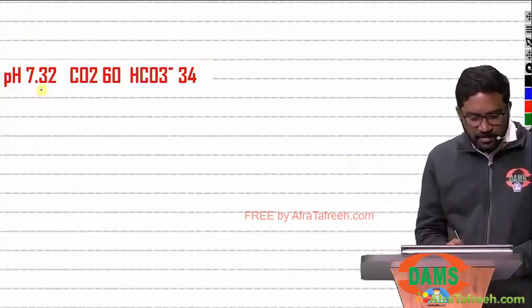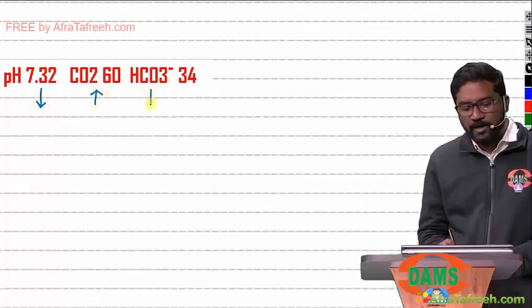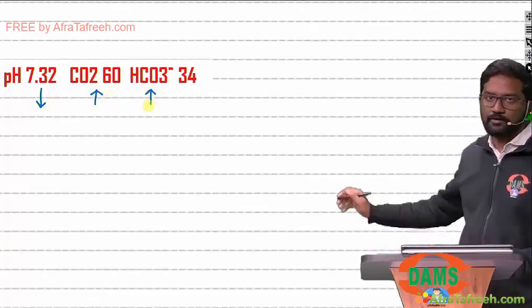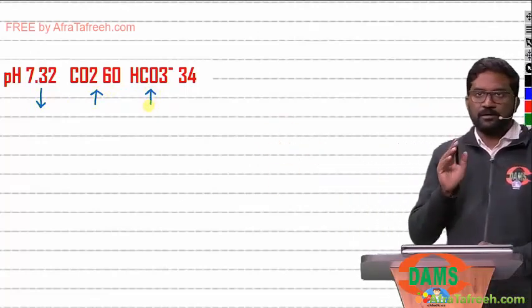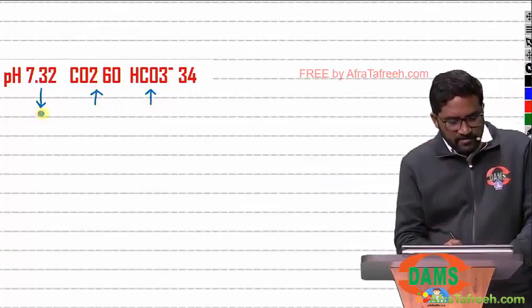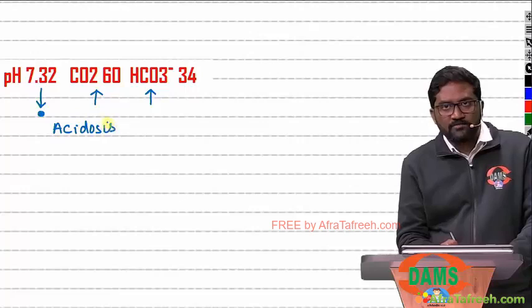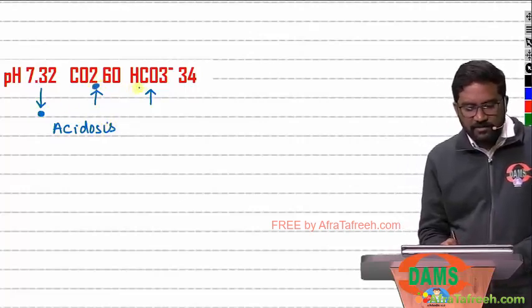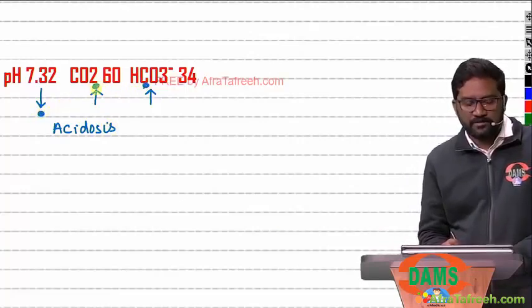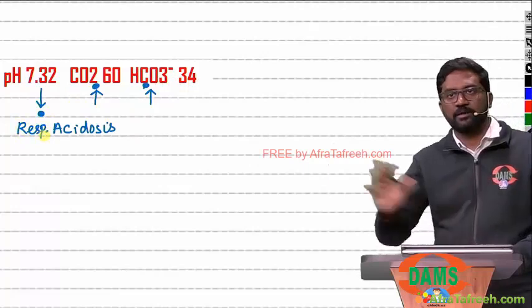Very simple. What is happening to pH? pH reduced, PaCO2 increased, bicarbonate increased. So when compared to normal values, this is the trend. Now what is this, acidosis or alkalosis? Anywhere a decrease in pH should be referred to as acidosis. What is primary? Change in pH with respect to parameters is in opposite direction. So what should be the primary? Respiratory. There ends the matter.